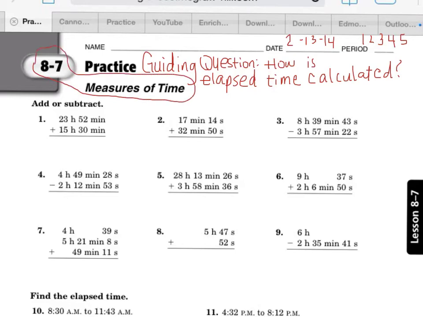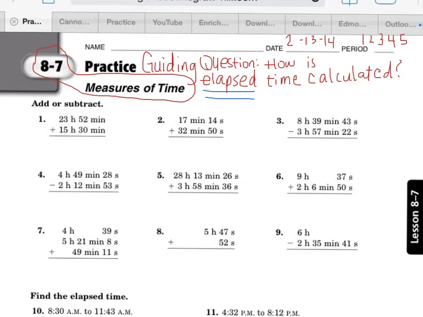If you need to pause it so you can write these things down, you can. And then in your summary, you'll be answering this question. How is elapsed time calculated? Elapsed means time that has passed. So if it takes you 20 minutes to run a lap, then that's how much time it took. That's elapsed time.